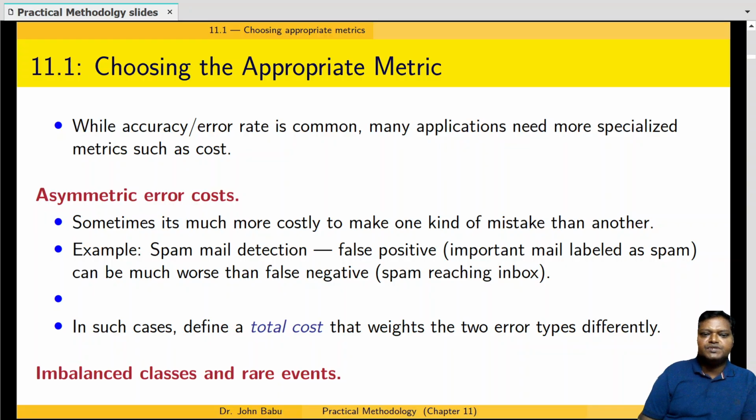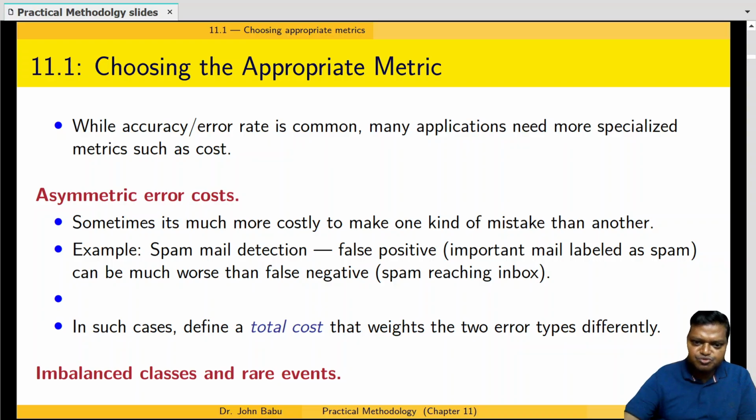We cannot depend on accuracy because accuracy tells you about correct classifications, the fraction of correct positives and correct negatives out of the total. But in some situations, there will be some cost. For example, if you take mail classification, what is false positive? An important mail will be labeled as spam. And what is false negative? A spam mail may be labeled as general mail.